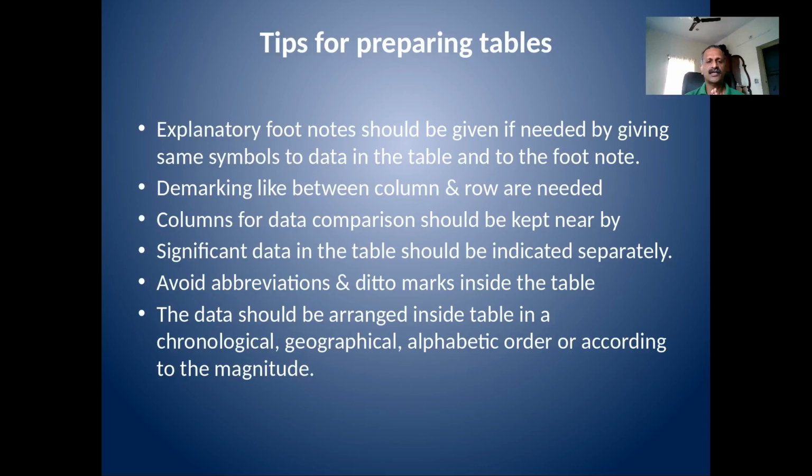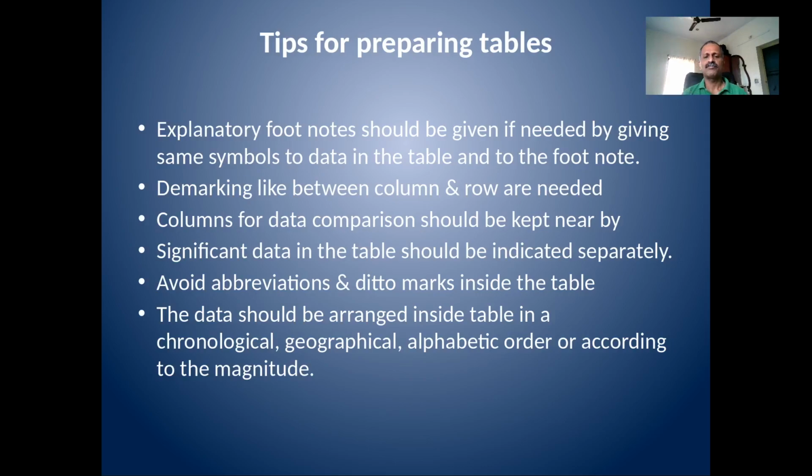Then demarking between the columns and rows is needed. And nowadays in the APA and Vancouver style, for the step demarking, we will not draw columns. The columns for data comparison should be kept nearby. For example, the infant mortality rate of India and Pakistan we are comparing. So just keep it nearby so that the readers will be able to compare it properly. And significant data in the table should be indicated separately. You can use a star mark, or you can bold the letter so that the readers will quickly identify this data is significant.